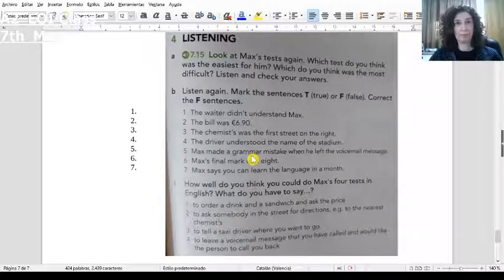Deje su mensaje después de la señal. Buenas noches. Soy Max. Max. M-A-X. Por favor, llámame esta noche. Oh, yes. A las 8:30. Gracias.